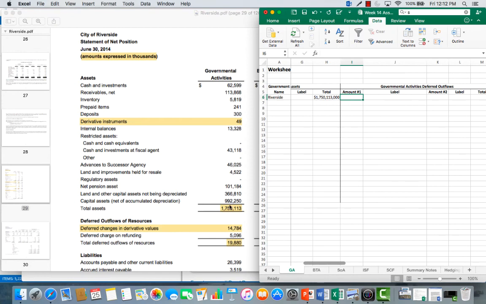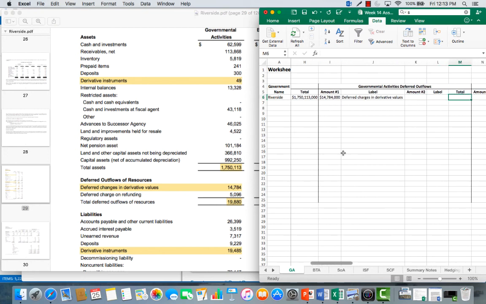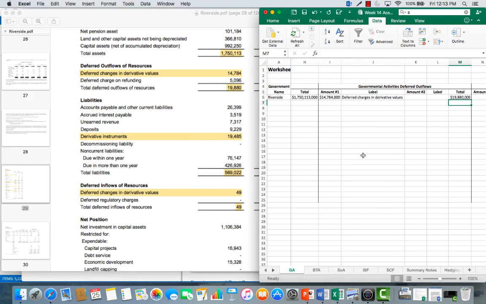Governmental activities deferred outflows. There is, in fact, a derivative amount listed there, which is $14,784,000. And the label is deferred charges in derivative values. There is no other item listed here, but we do want to put in the total deferred outflows, $19,880,000. There we go. Next, we're going to look to the section for the liabilities, and there is one there.